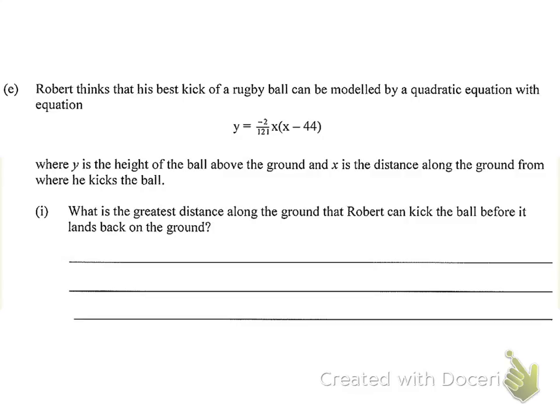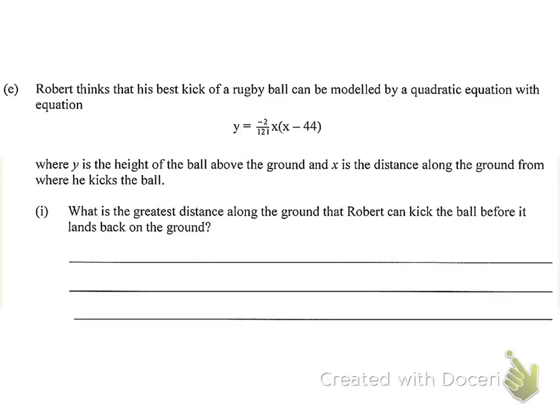Why ever Robert would think about kicking his ball along this equation here, which is a quadratic, I don't know. But we want the greatest distance along the ground, and we've got here that the distance along the ground would be 0 because this is the height. Just excuse my writing on that one.